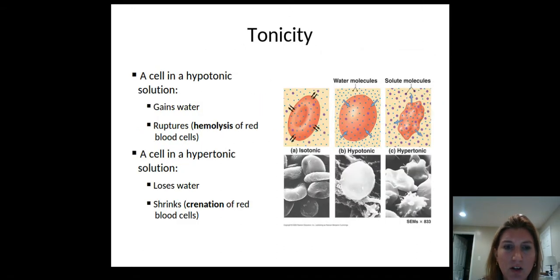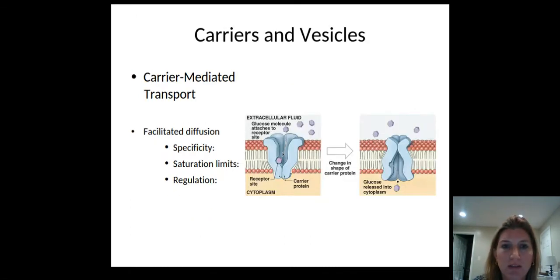A couple more things to talk about. Tonicity, right? Isotonic, hypertonic, hypotonic. You should understand those terms, how they relate to one another, how they relate to solutions, how they relate to cells. Super important to understand that, and the effects on the body, not just a cell sitting in a petri dish somewhere. I think we're finishing up things here.